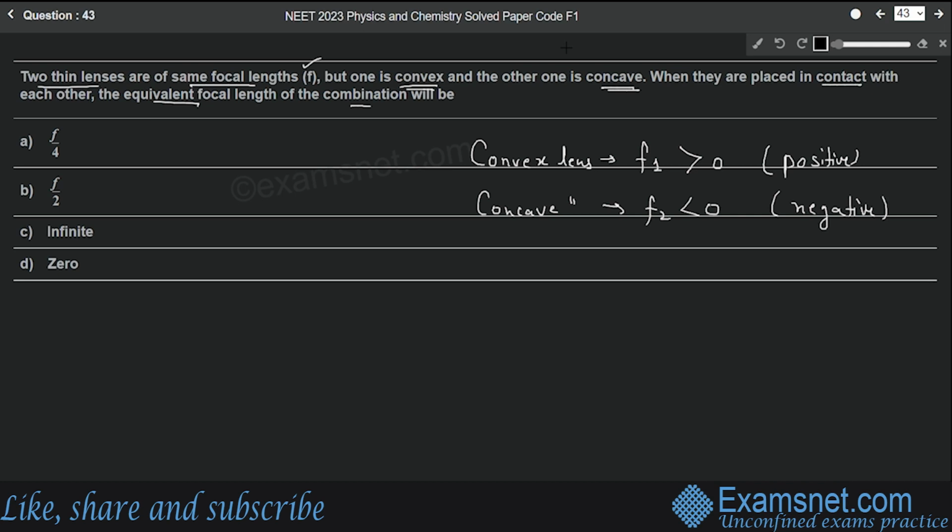Now we have to find out the equivalent focal length of the combination. So we know that 1 by equivalent focal length will be equal to 1 by f1 plus 1 by f2, but here f2 is in negative, so it will be minus 1 by f2. Okay. So both the quantity are same. So 1 by f minus 1 by f, that is 0. So 1 by f equivalent is 0. So f equivalent will be equal to 1 by 0, that is undefined. Okay. Or we can say infinity. Okay. It is equal to infinity. So infinite will be the correct answer. Option C will be the correct answer.